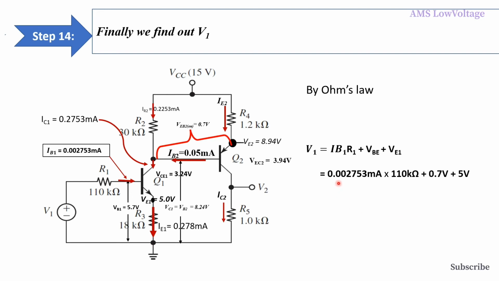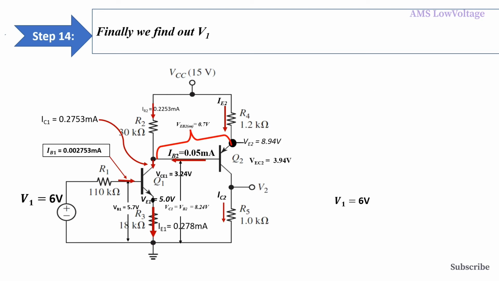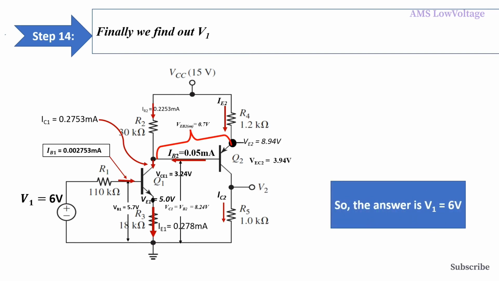and then after calculation we find the value V1 equal to 6 volt. So that is our answer. Finally we have found V1 equal to 6 volt. So our answer is V1 equal to 6 volt.